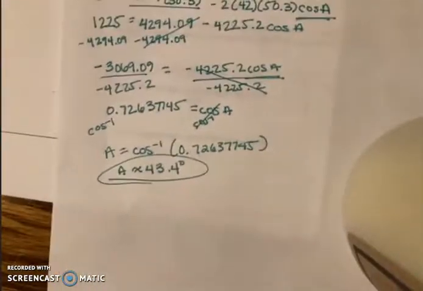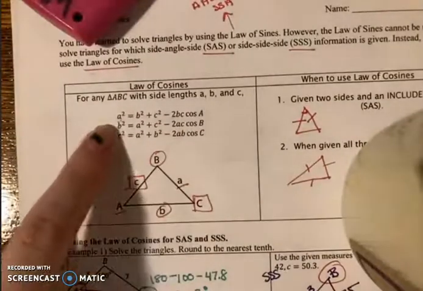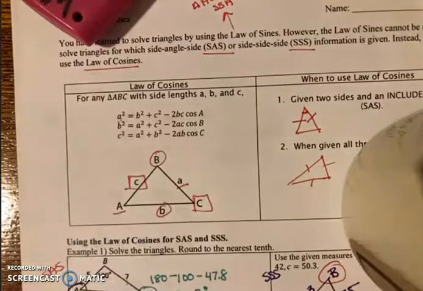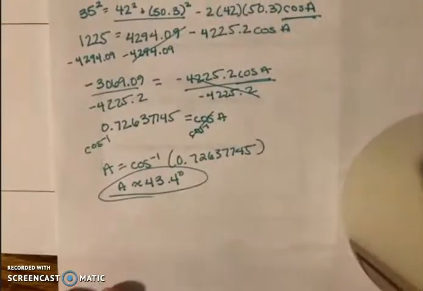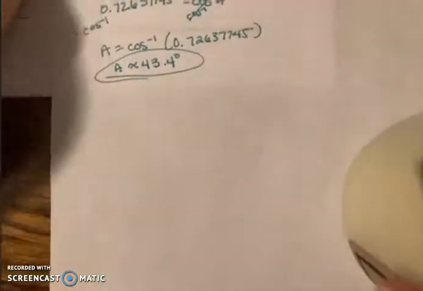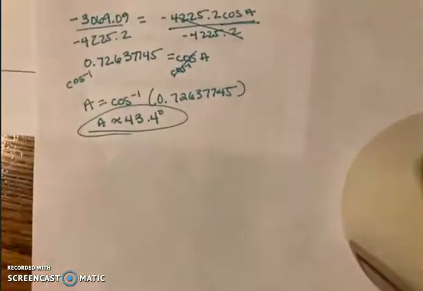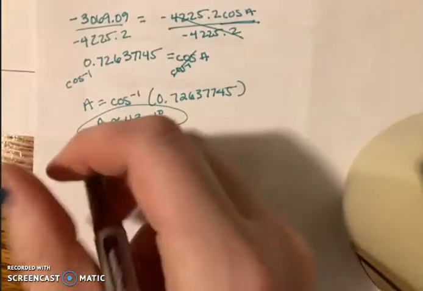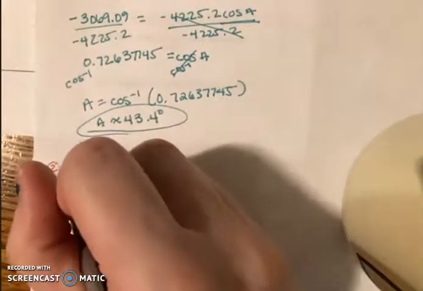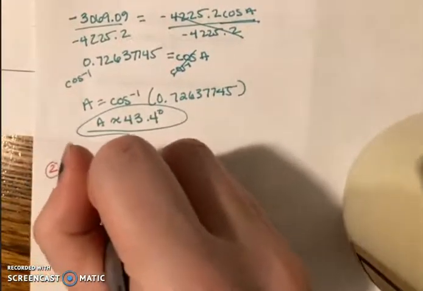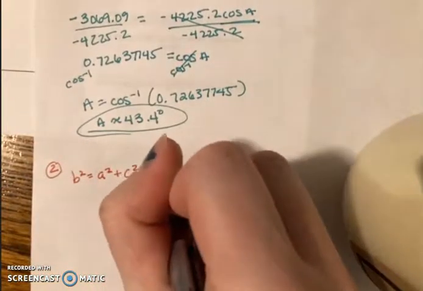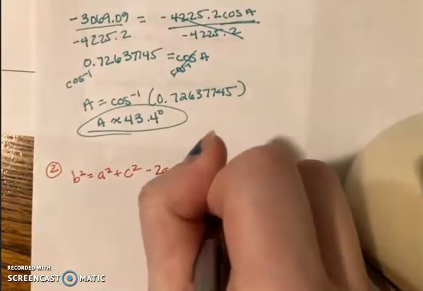Okay? So B is going to use the equation with B in it. That's this one right here, and I'm going to write the rule at the bottom. I know I'm jumping all over the place. Okay, so now the second thing we're doing is solving for angle B. It's B squared equals A squared plus C squared minus 2AC cosine B.